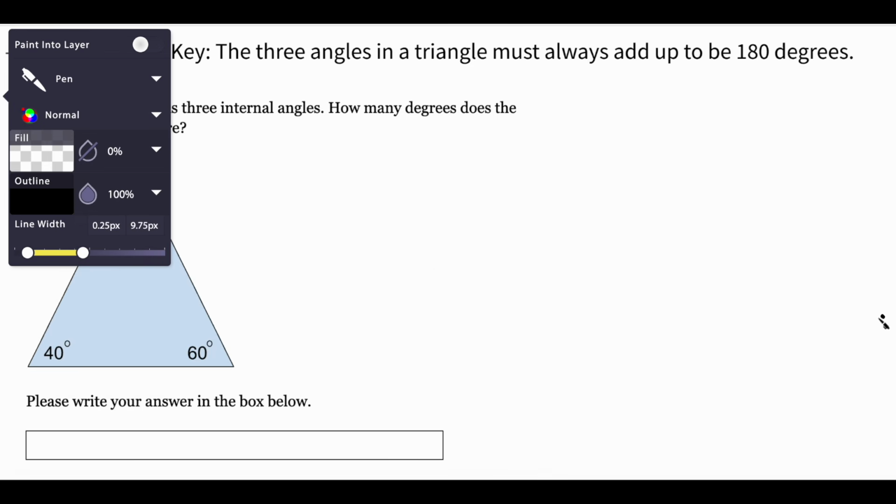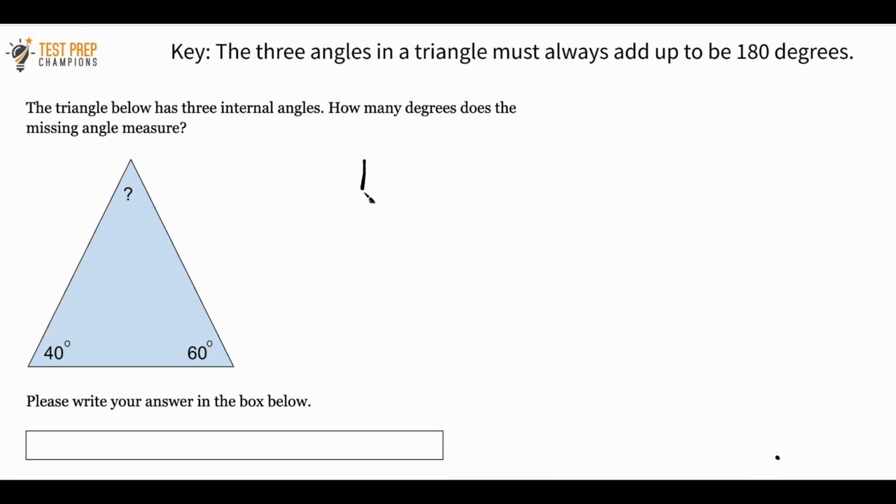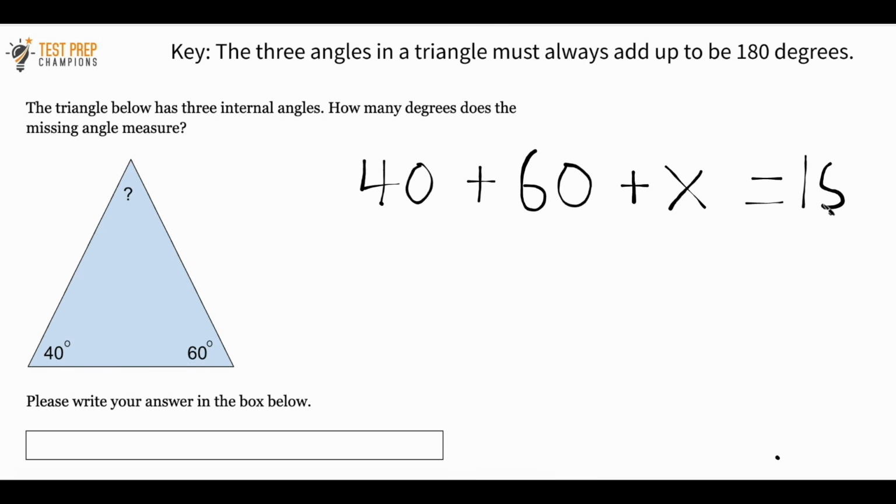So based off of this fact, we can write an equation. So we know that one angle in the triangle below is 40 degrees, and we know that the other angle is 60, but there's one angle right here, and we don't know what it is, and that's what we're trying to find. So let me just call it X, because we don't know what it is. So I'm just going to write a letter here to represent this missing angle. And we know that all 3 of these angles have to add up to 180. So we're going to set this equal to 180. So our equation is 40 plus 60 plus x equals 180.